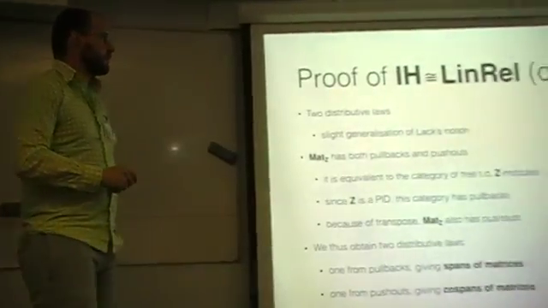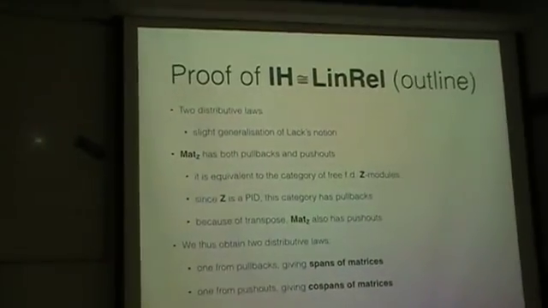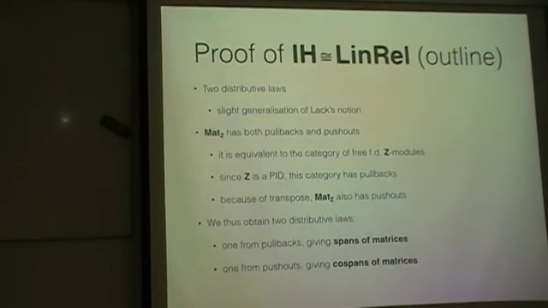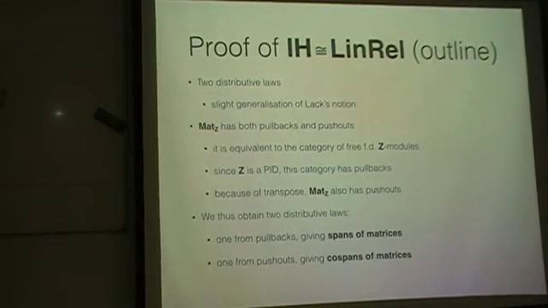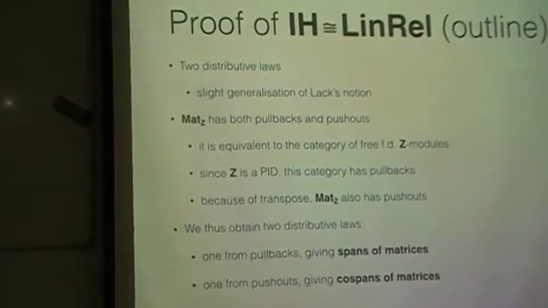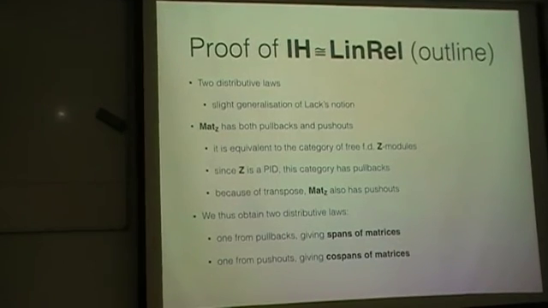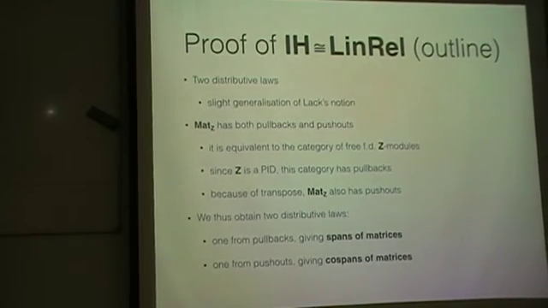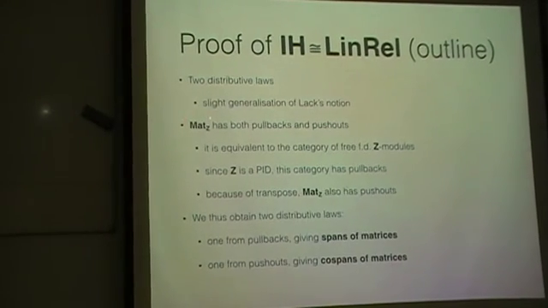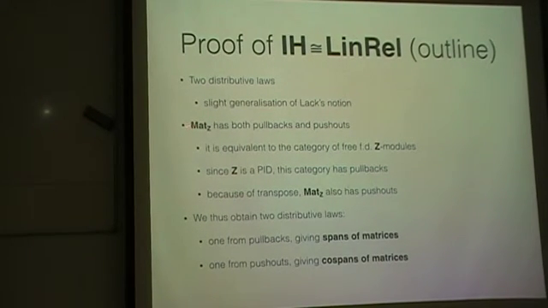Okay, so the core of the proof is two different distributive laws. It's a slight generalization of Lack's notion. I told you that there were some technical complications about symmetries. Well, there are a little bit more technical complications here, but it's not very interesting, so I'm just going to skip over this. But the main technical point to realize here is that this category of matrices over the integers has both pullbacks and pushouts.